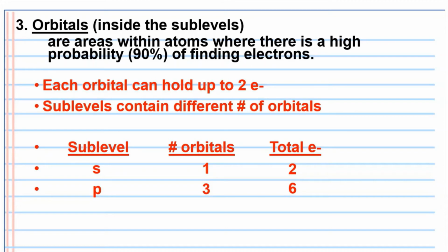The d sublevel is going to have 5 orbitals. And if each of those 5 orbitals can hold up to 2 electrons, 5 times 2 would be 10. So the d sublevel as a whole can hold 10 electrons. And the f sublevel has 7 orbitals. So 7 times 2 would give us 14. The f sublevel is going to be able to hold a maximum of 14 electrons.